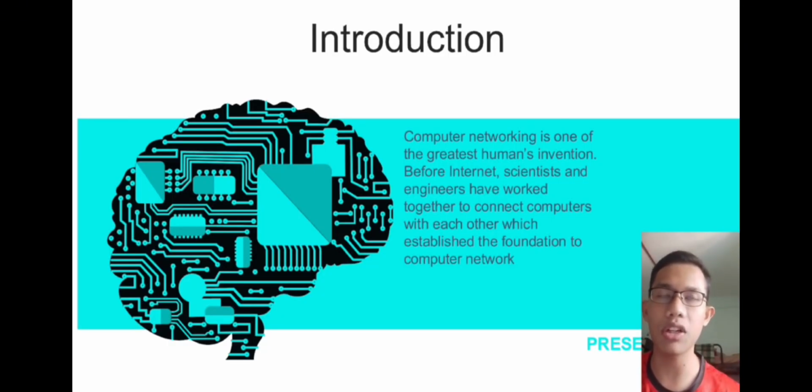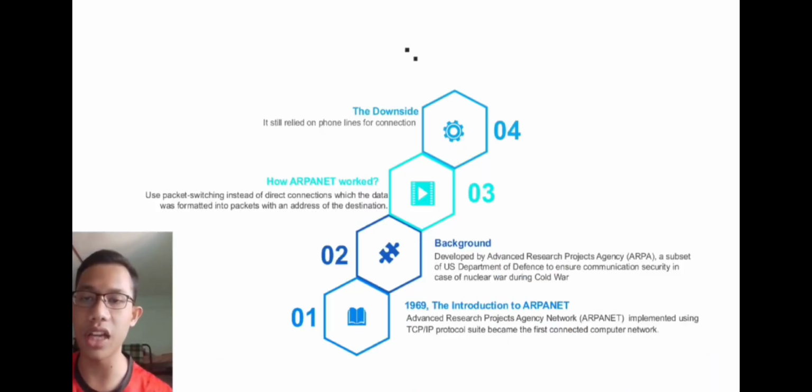Today I'm going to make a presentation on the history of computer networks. Computer networking has been one of the greatest human inventions. One of the first is the ARPANET, which was developed by the Advanced Research Projects Agency, a subset of the US Department of Defense. So how does ARPANET work?